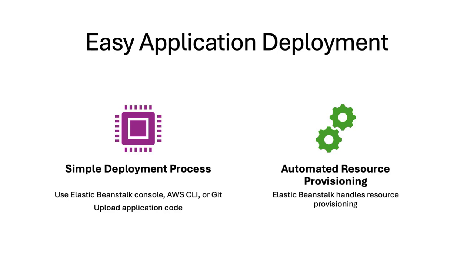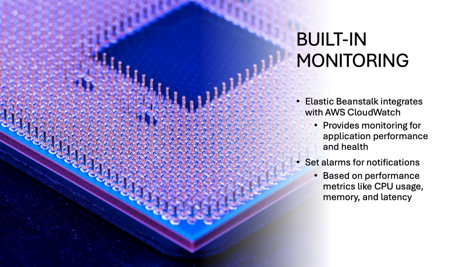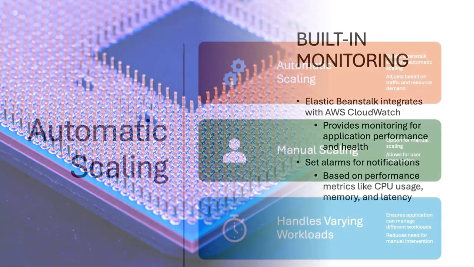Deploying applications is easy with Elastic Beanstalk. Use the console, AWS CLI, or Git to upload your code. Elastic Beanstalk takes care of resource provisioning. Elastic Beanstalk integrates with AWS CloudWatch for monitoring application performance and health. You can set alarms to trigger notifications based on performance metrics like CPU usage, memory, and latency.